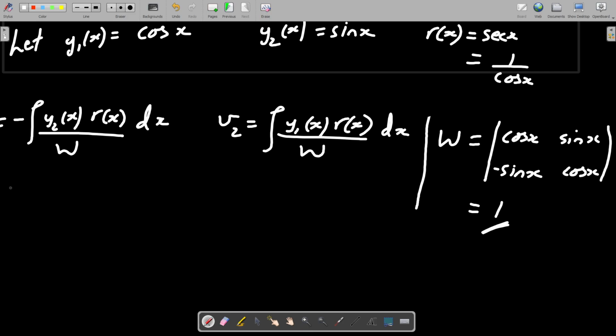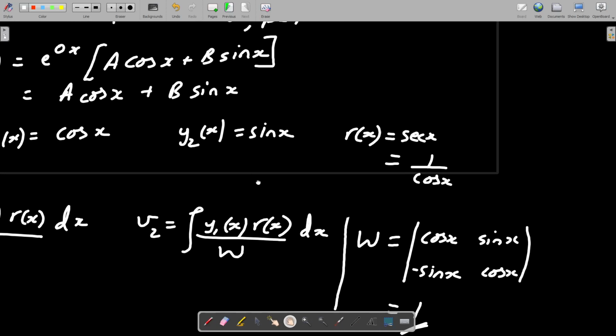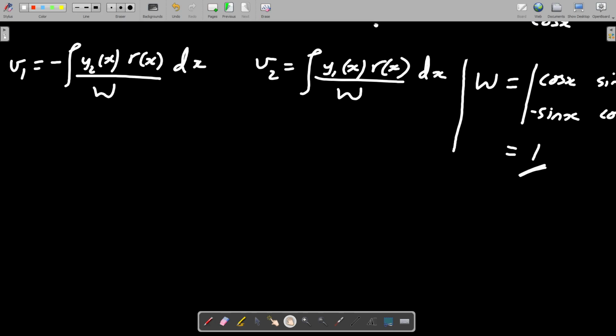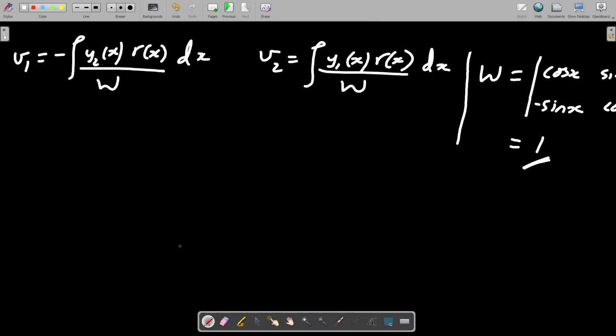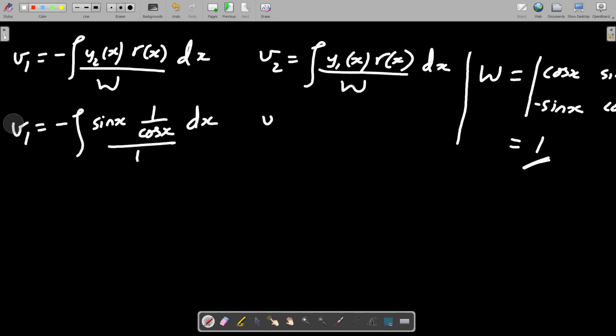Okay, so let us go back. Finish writing this. I will just scroll. Sorry. Okay, so this will become v1 of x. y2 is what? y2 for us is sin x, right? So sin x into, I'll use 1 upon cos x instead of writing sec x. Wronskian is 1. Next is v2.